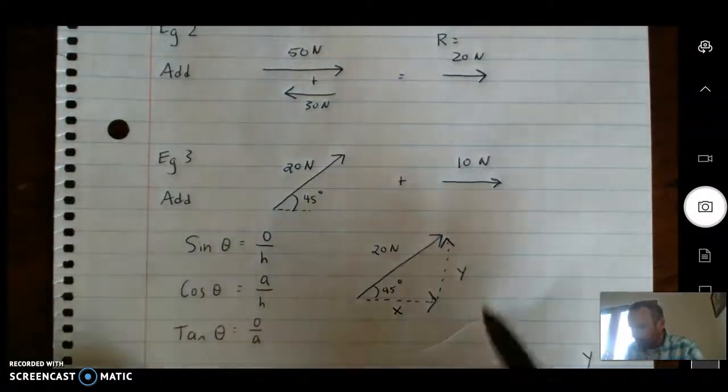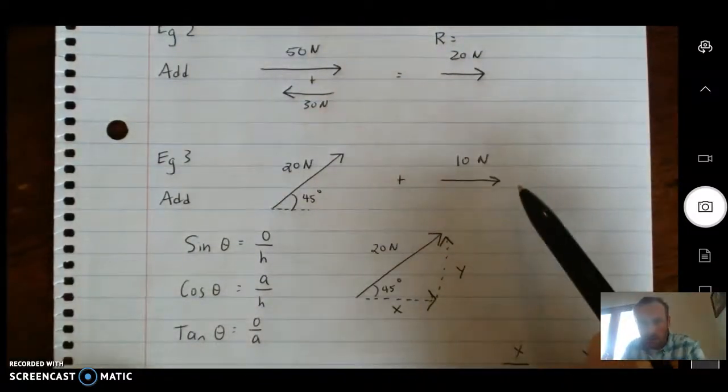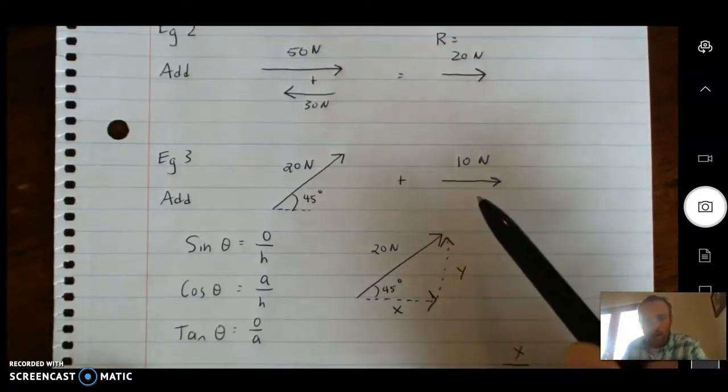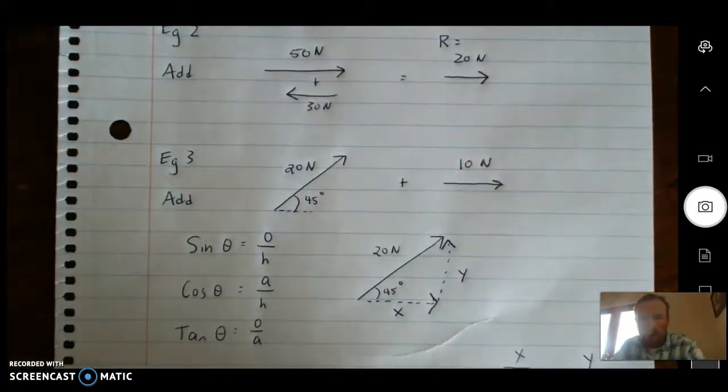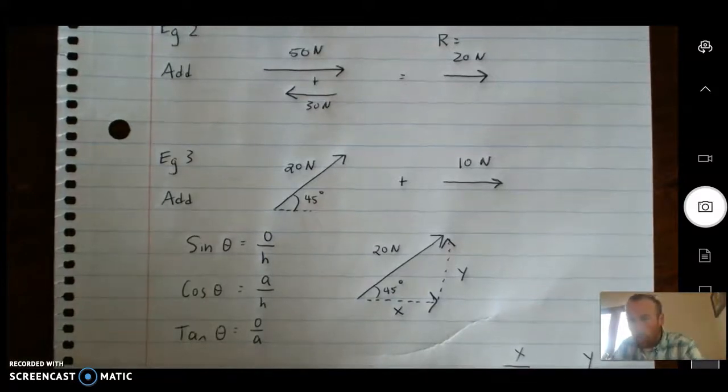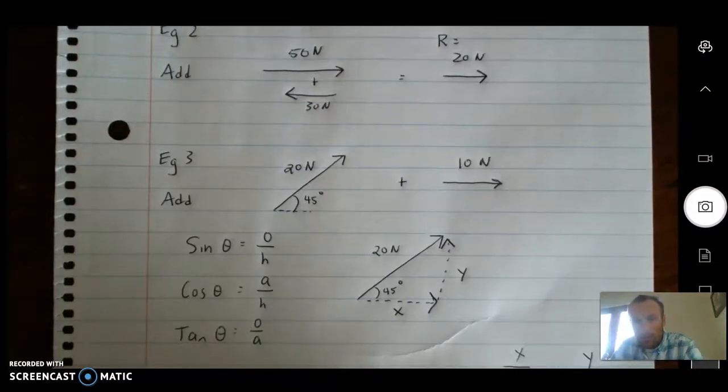First thing to realize here is the 10 Newton force is all horizontal. So in that case, no part of that force is at an angle and we don't have to resolve it into components. So we're going to focus on the 20 Newton force, and then we'll break it into X and Y components, and then we'll be able to add it to that 10 Newton force and figure out, at the end of the day, we want to know what's the net force acting here on this object.